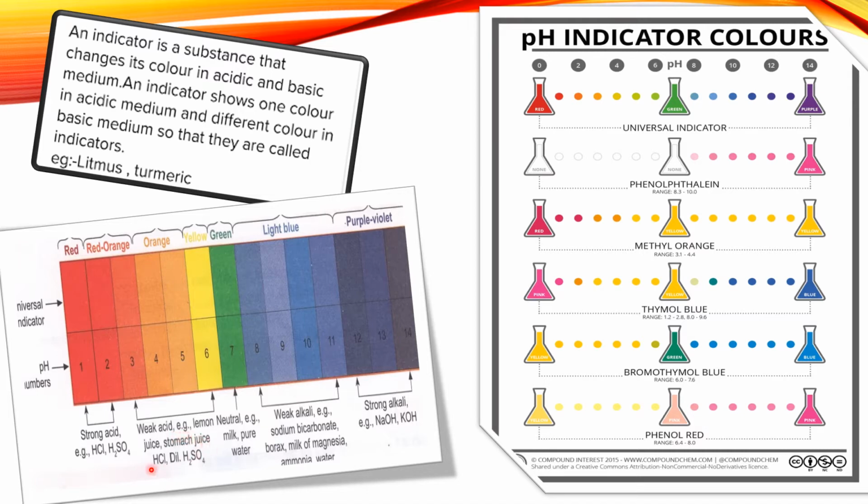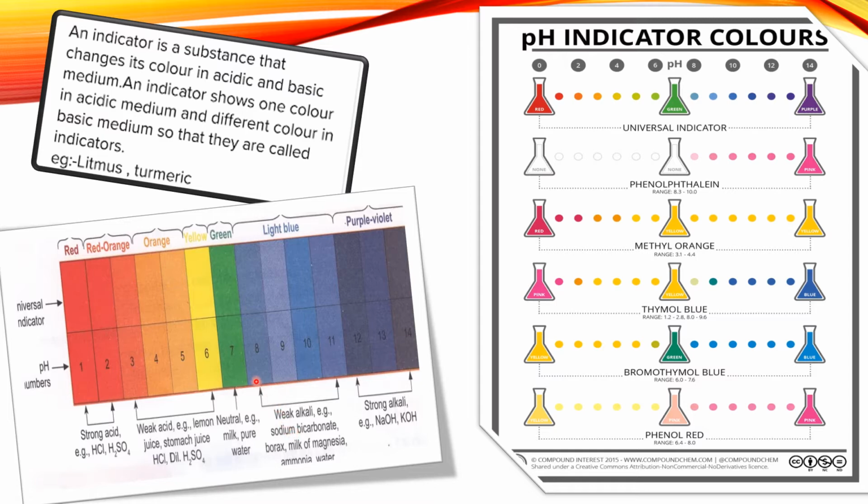For example, lemon juice, stomach juices, dilute HCl, hydrochloric acid, dilute H2SO4 or sulfuric acid, etc. And strong acid means you can say only HCl, not stomach acid, or stomach juice I am saying. Only HCl, only H2SO4, like this. Now 7 is neutral. For example, milk, pure water.